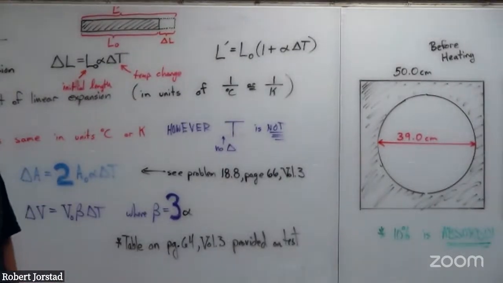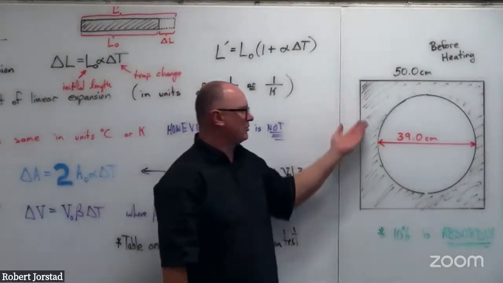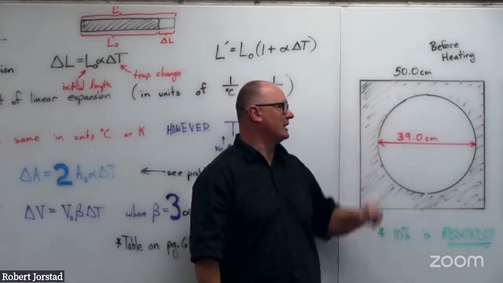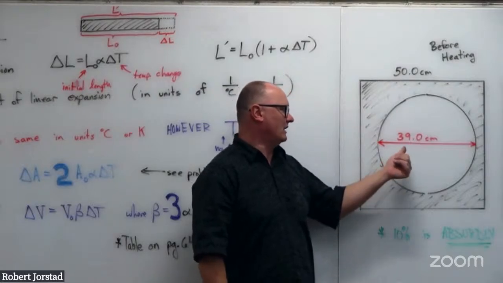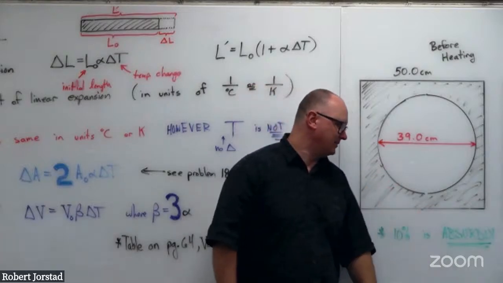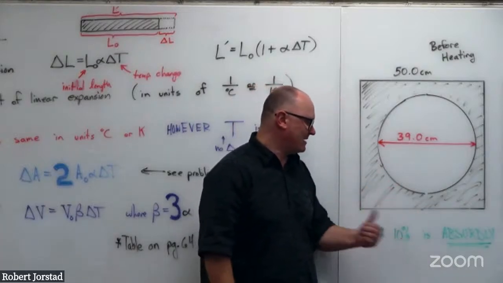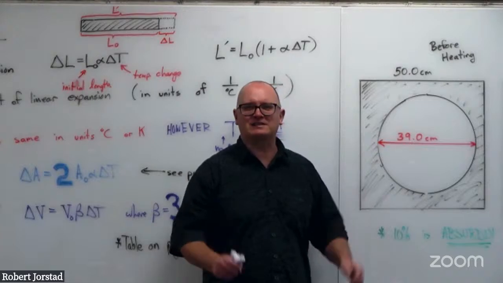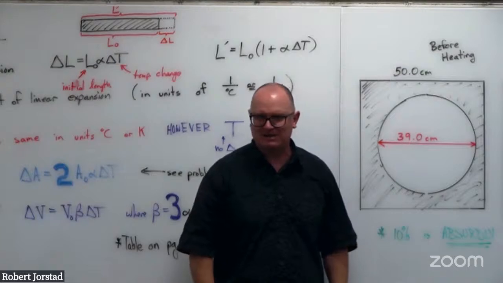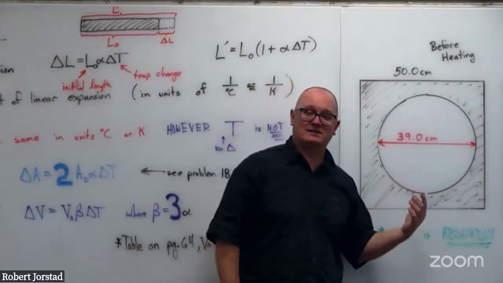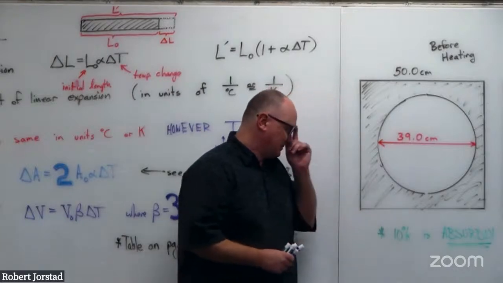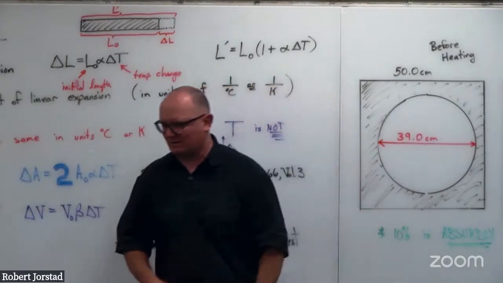Okay, so let's say we've got a metal plate with a hole in it. The plate is 50 centimeters before you heat it up, and the hole is 39 centimeters in diameter before you heat it up. And I'm going to heat it up so that there's a 10% increase in size of the plate. So I'm going to heat this up until the plate is 55 centimeters. And I want you to think, what do you think is going to happen to the hole? Is the hole going to get bigger or smaller? Now, pause the video and then I'll show you the answer, right? So you can think about it.